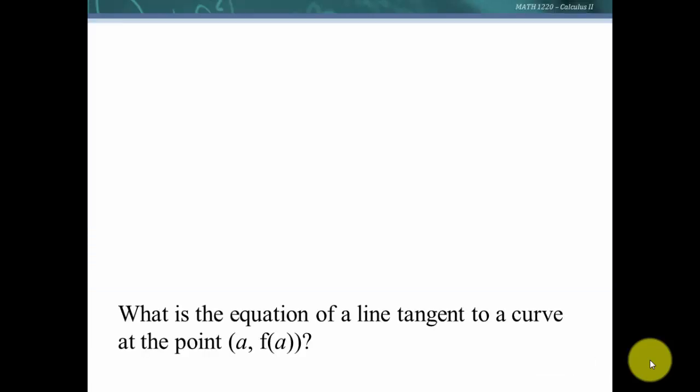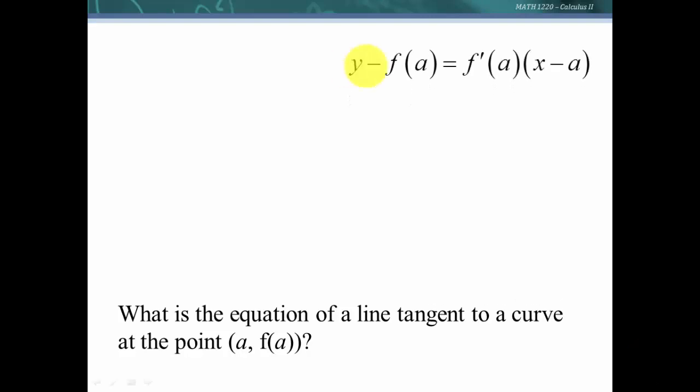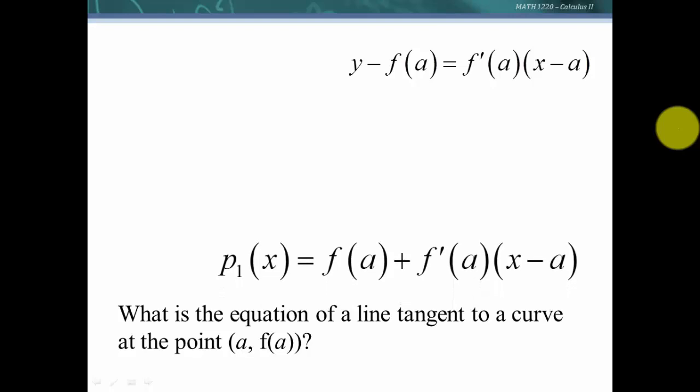Taylor polynomials. What is the equation of a line tangent to a curve at the point a, f of a? Well, we could use the point slope formula, and we'd have y minus the y from the point equals the slope, which is f prime of a, times x minus the x from the point. Now we could solve this for y by moving the f of a term over, and then call this p sub 1, a polynomial, and in fact a polynomial of degree 1.